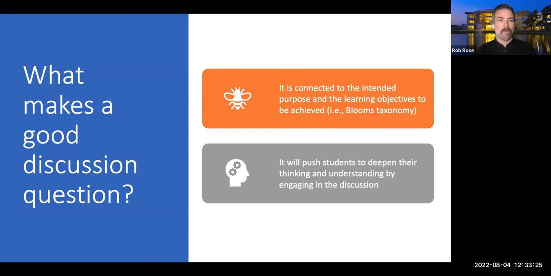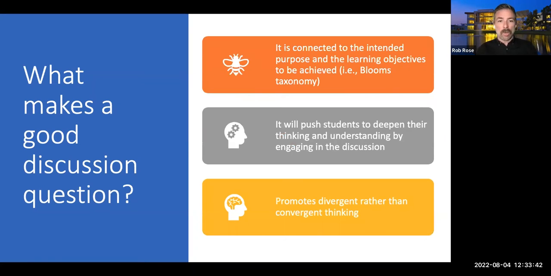I don't want to make a discussion board out of an analytic convergent question, because as soon as the question's out there, everybody else is just like, I agree, he said it, there's nothing left to say, right? So then the final point here about what makes a good discussion question is it promotes divergent rather than convergent thinking. And this is a really important point that I hope that you take away from this training, right? Divergent rather than convergent.